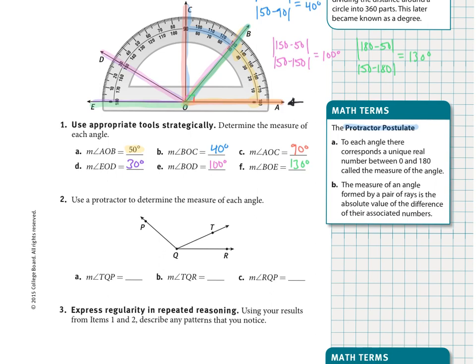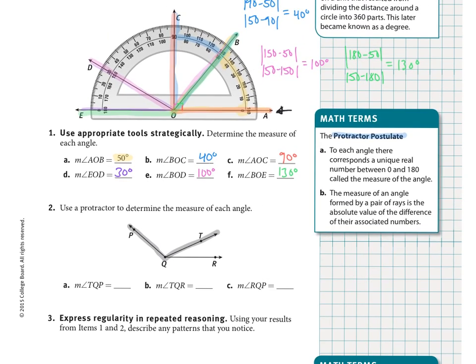What I'm going to do for each of these angles, such as angle TQP, is outline it and highlight it and then bring it up to the protractor to see what its measure in degrees is. So let's look at angle TQP. If I pull up the measure and extend the lines, I can see where it lines up. I can see that it starts off at 30 degrees and it goes all the way to 140.